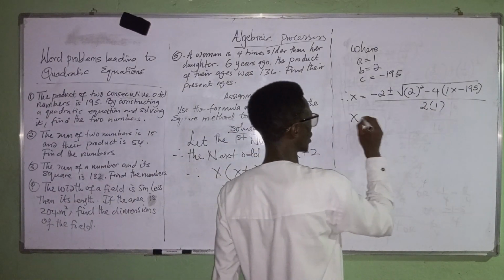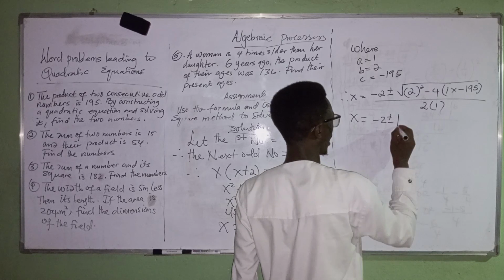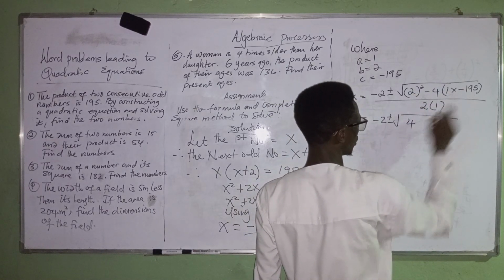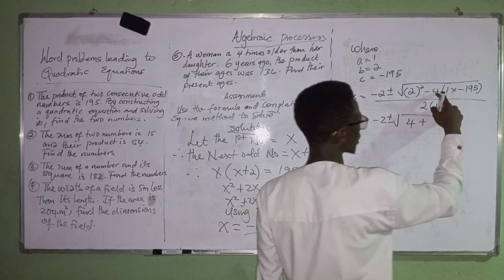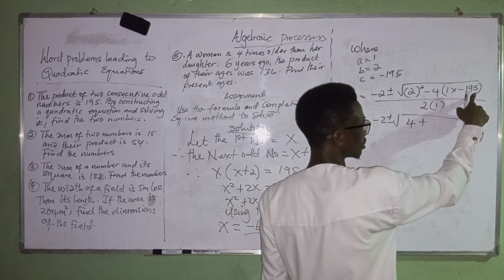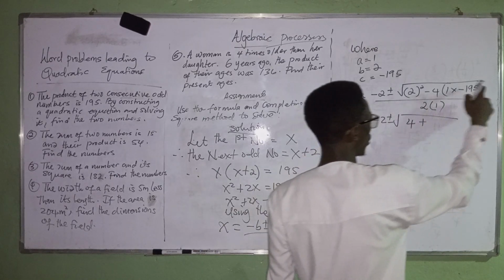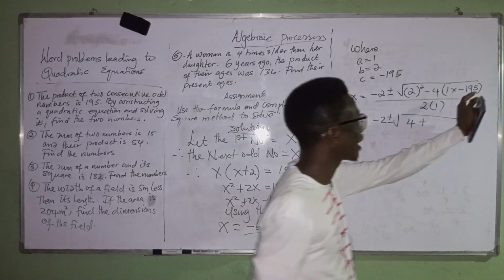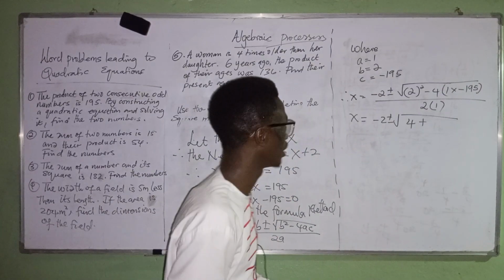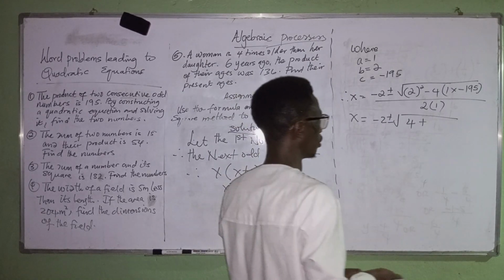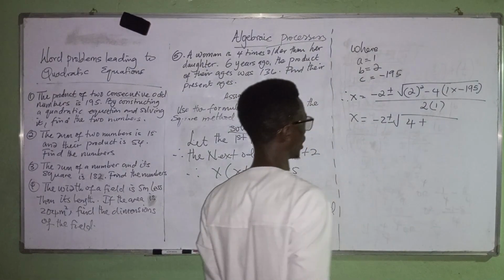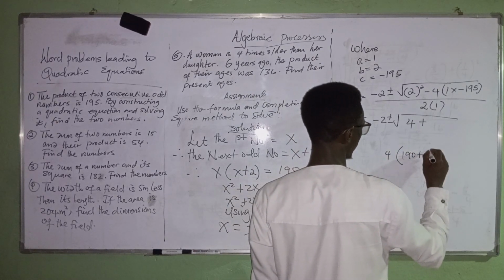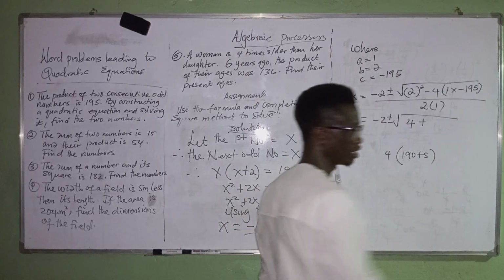So you have x equals minus 2 plus or minus the square root of this. Minus times minus is plus, so 4 times 1 times 195, which is the same as 195. So 4 multiplied by 195. Now, in multiplying these numbers, let me tell you a simple trick you should use most times if you are finding it difficult: you have 4 into 190 plus 5. You know 190 plus 5 will give you 195.